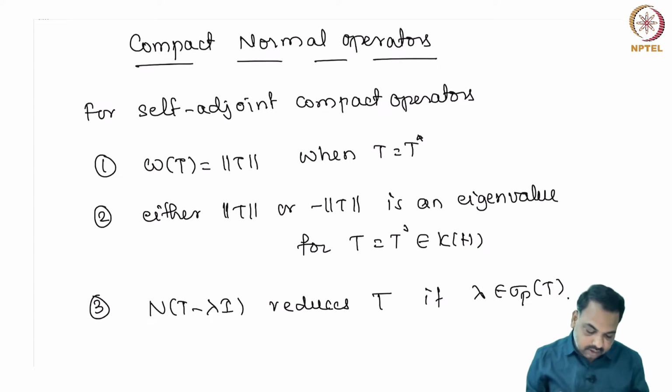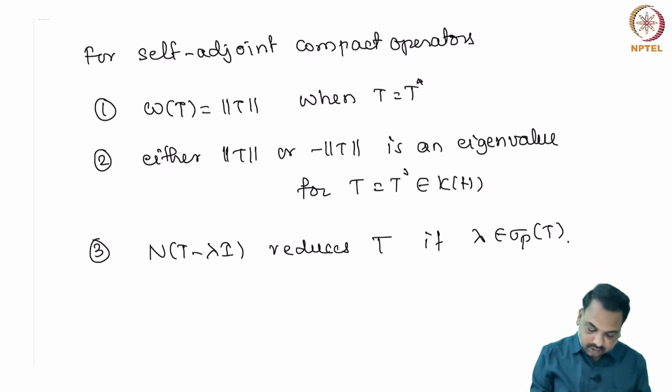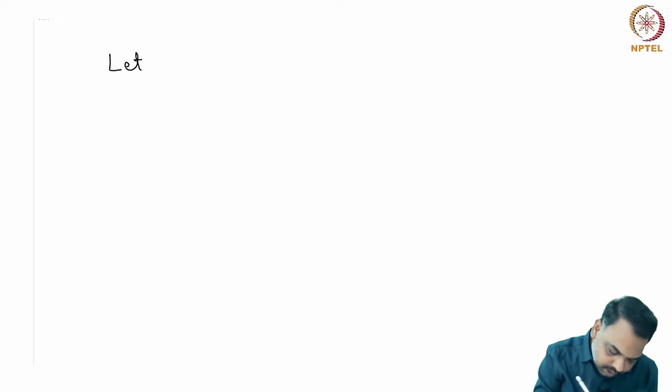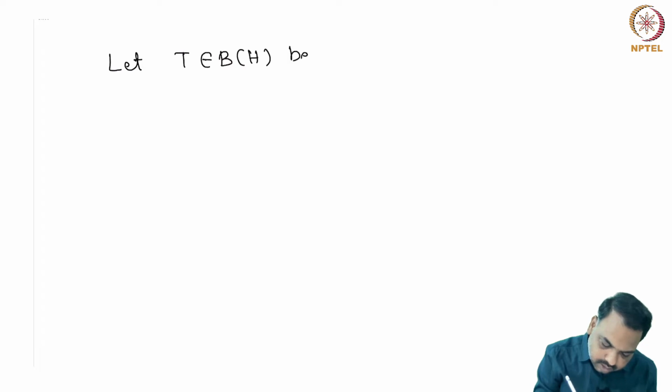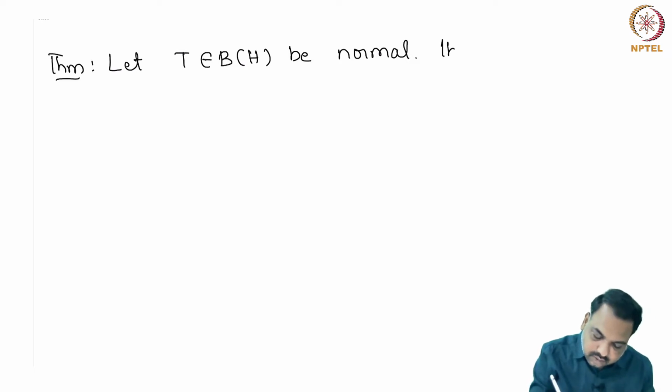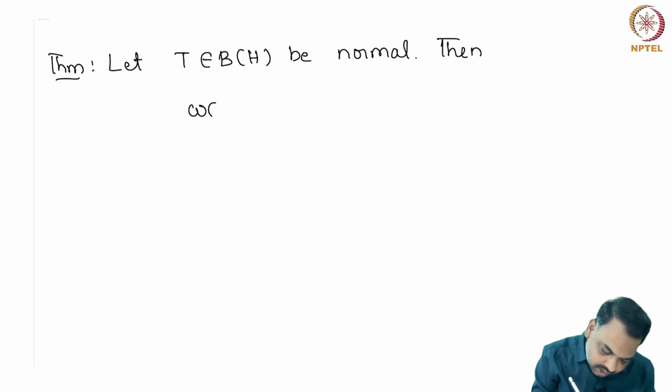Now, in fact, all these results are also true for normal operators. Hence, we can actually get a spectral representation theorem for compact normal operators also. So, let me quickly recall these results. Let T be a normal operator. Then we have already shown that the numerical radius of T is exactly norm T. So this is already proved.